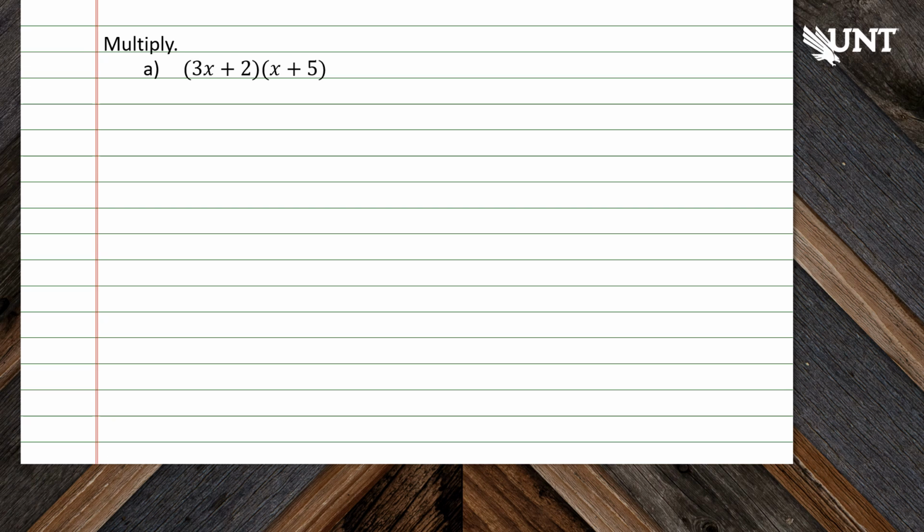The directions state to multiply. For example A, we have the binomial 3x plus 2 multiplying another binomial of x plus 5. Well, how do we do this? Good news, you already know how. It is the distributive property.